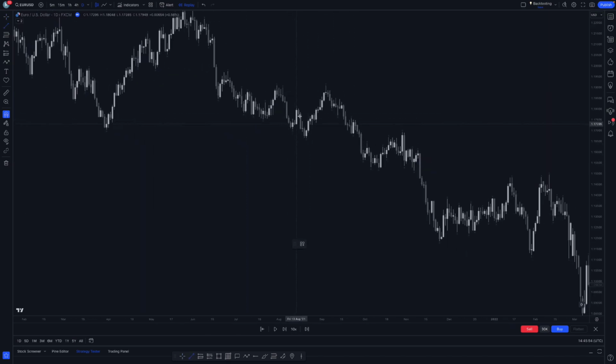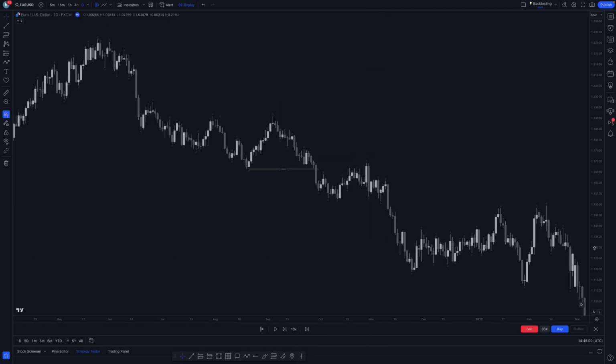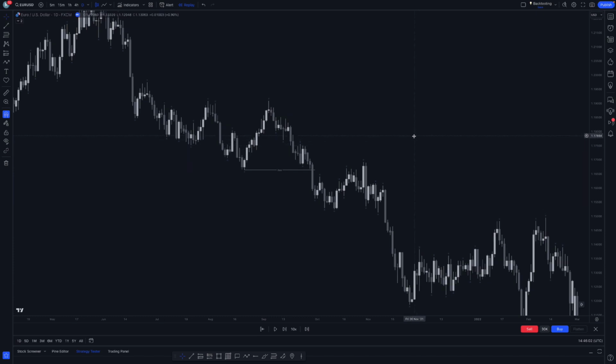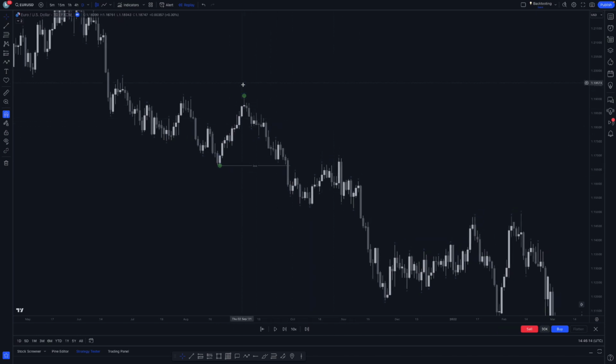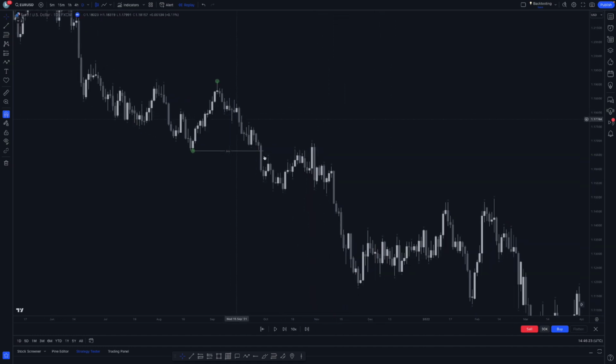So first of all, we have got our first break of structure right here. So we've got a break of structure to the downside. And what you can do as well with the green dots is you can come over here, get this little tool, and then you can mark out your green dots showing us our swing high. This right here would be our swing low. And then once you get a break with a body close to the downside, you are then looking for your pullback in order to see where our break of structure would be next.